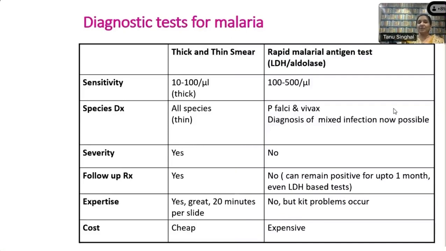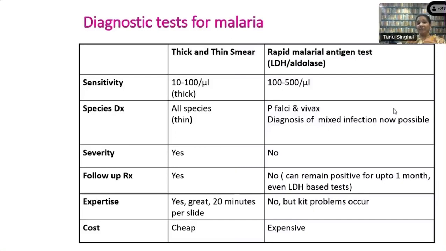Again, you can make a species diagnosis by both tests, but assessment of the severity of malaria is possible only by the thin and thick smear, because it will give you a parasite count, which will tell you how severe the disease is. Also, it helps in following up therapy to show that the smear has become negative, because your antigen test can remain positive for even 1 week to 1 month after the patient has had malaria.